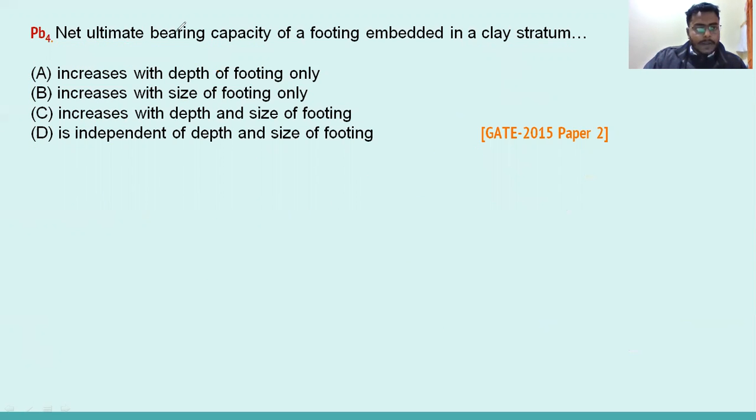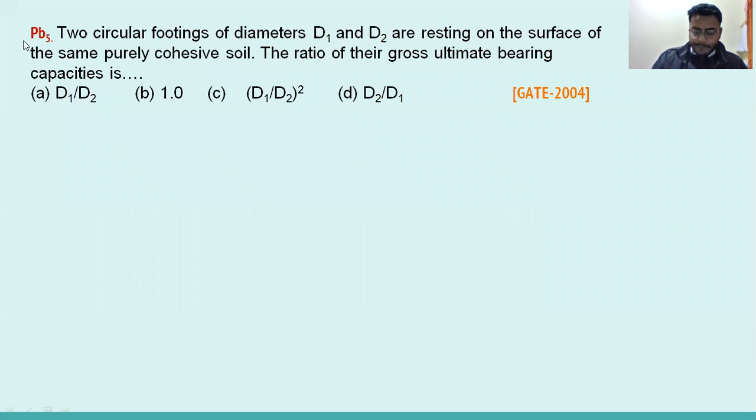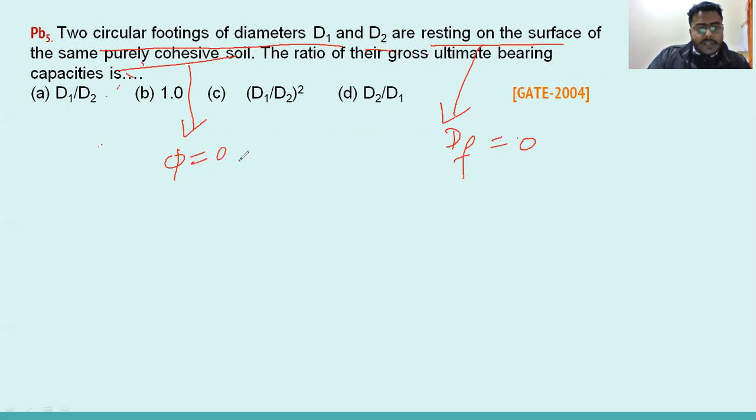Clear? Okay. So next question we have. The question which I'm discussing here is a 1 mark question. I mentioned on the right side, it was asked in the year 2004. In the question, two circular footings of diameter D1 and D2 are resting on the surface. Whenever you see resting on the surface, just take Df equal to 0. On purely cohesive soil, again, purely cohesive soil means phi is equal to 0.